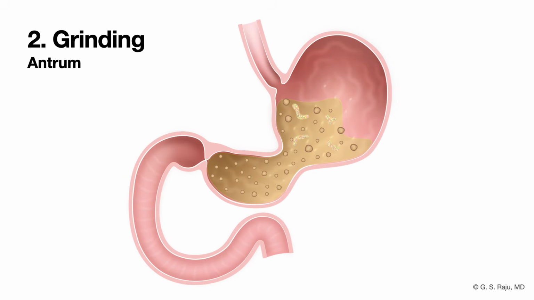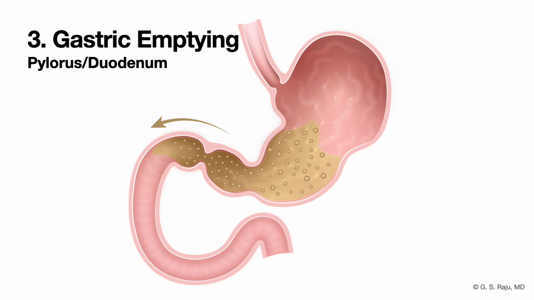Yeah. And only after it's ground down, phase three. Phase three, emptying. Exactly. That exit valve, the pylorus, it mostly stays shut until the food particles are small enough. Then it opens up, just briefly, intermittently, to let the ground-up stuff empty slowly into the duodenum.